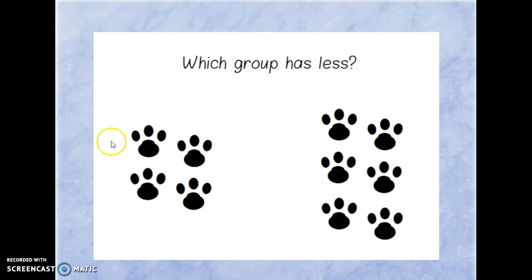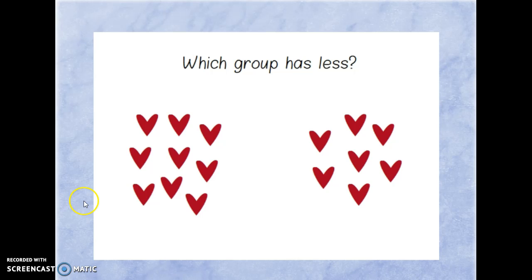One more. Which group has less? 1, 2, 3, 4, 5, 6, 7, 8, 9, or 1, 2, 3, 4, 5, 6, 7. 7 is less. Now let's go on to our alligator.